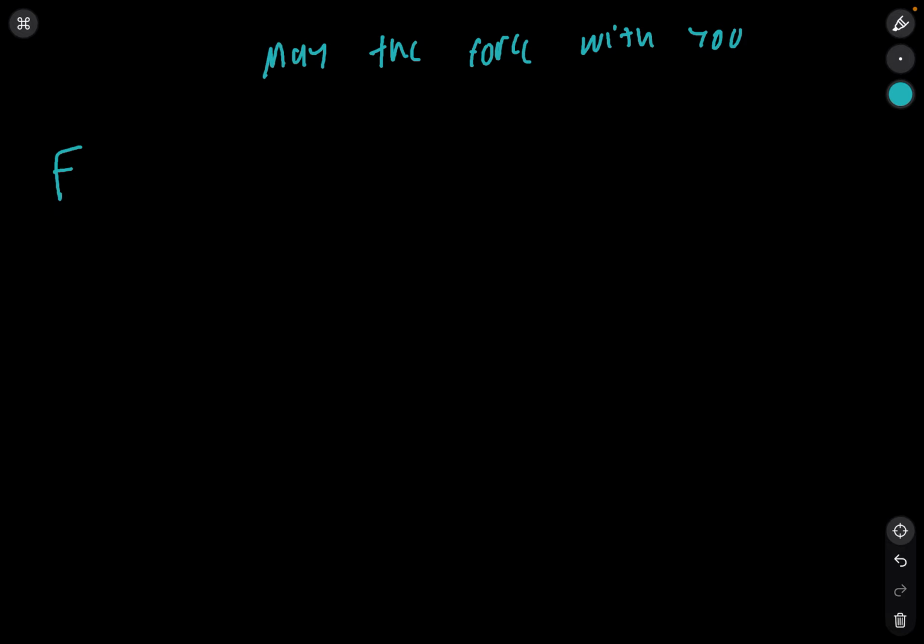Force is equal to mass times acceleration. That's it. That's the whole equation we'll be focusing on today. Essentially, what this equation is saying is that force is equal to mass multiplied by acceleration. Now, the usual units for force are newtons.